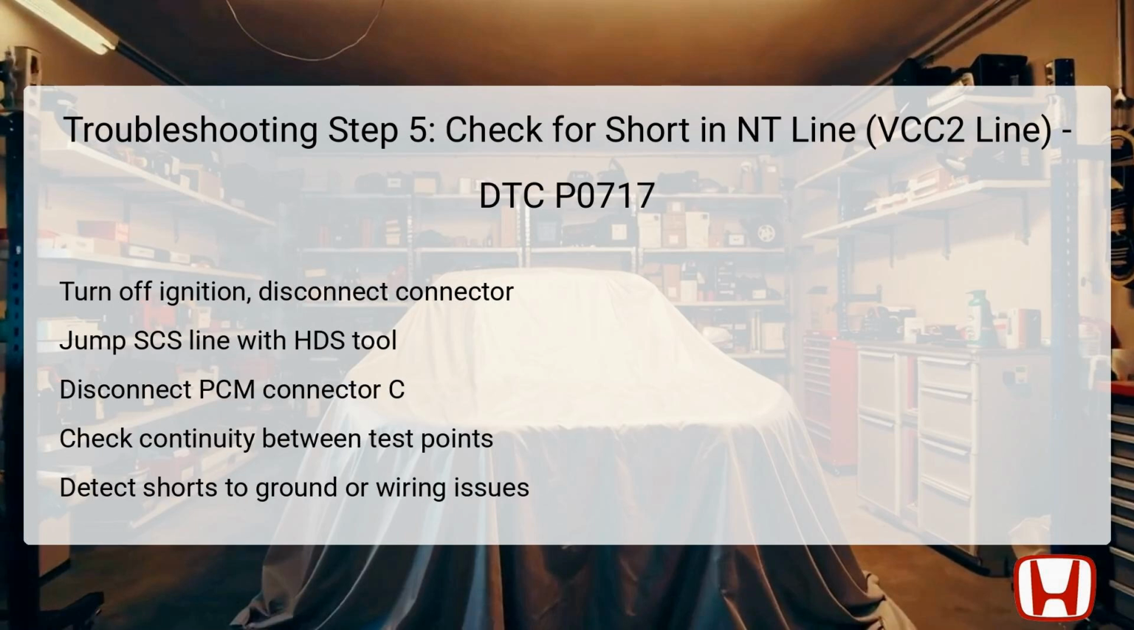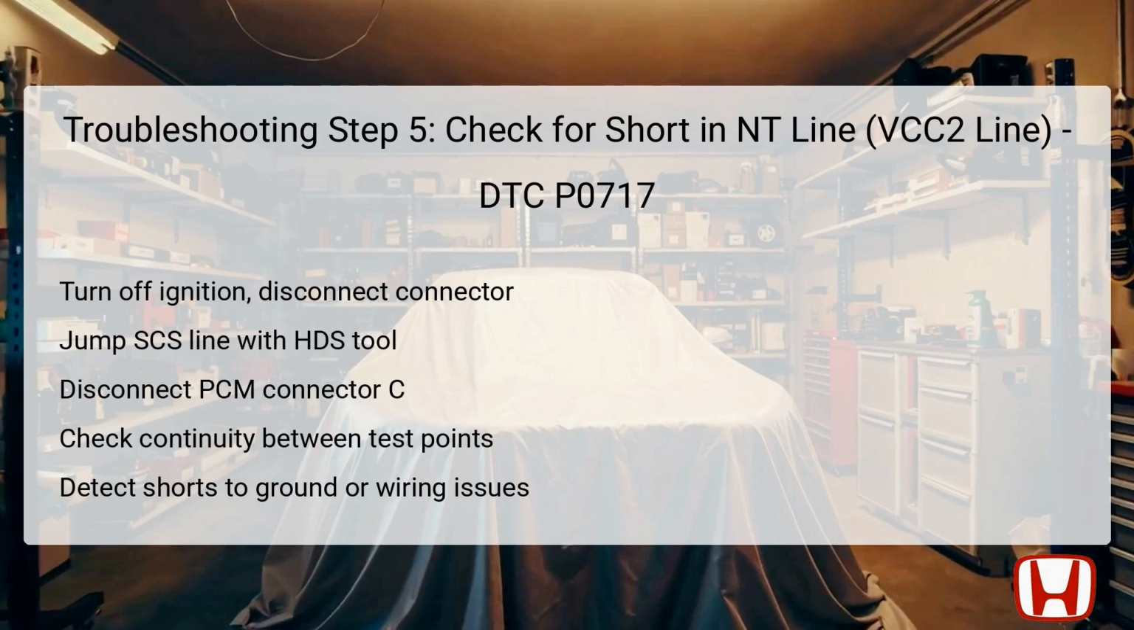Here, the focus shifts to locating potential short circuits in the NT line, which supplies power to the sensor. Turning off the ignition, then jumping the SCS line using the Honda Diagnostic System's jumper function, HDS, isolates and tests the circuit's integrity. Disconnecting the PCM connector ensures no interference and verifies the wire's condition separately. A continuity check between test points must be performed.